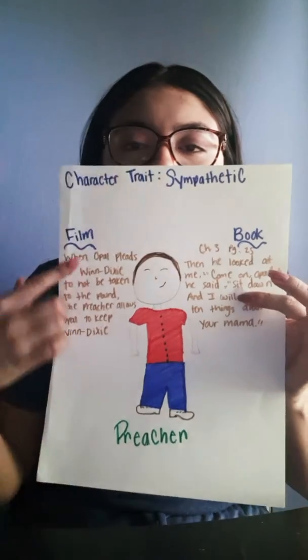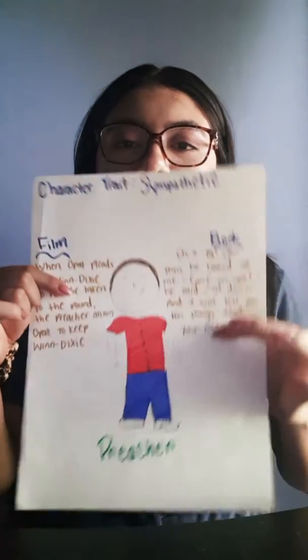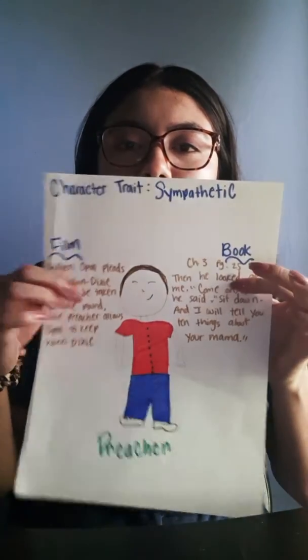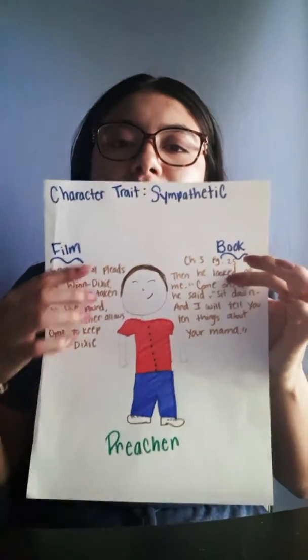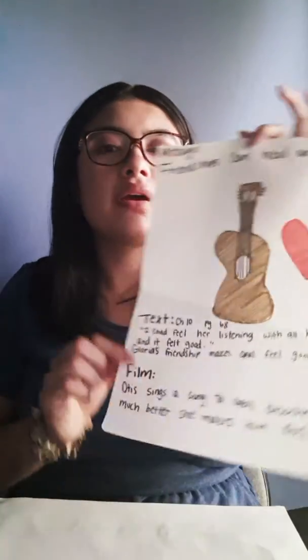And of course, I would tell the students to not pick the same example from the film and the book, otherwise they would be writing the same exact thing. For example, in the character traits activity, they would have to be completely different examples of why Preacher is sympathetic, and completely different examples from the text and the film of the message.